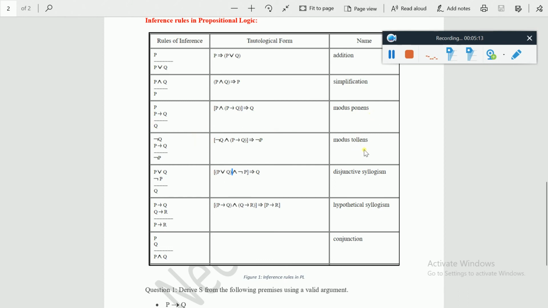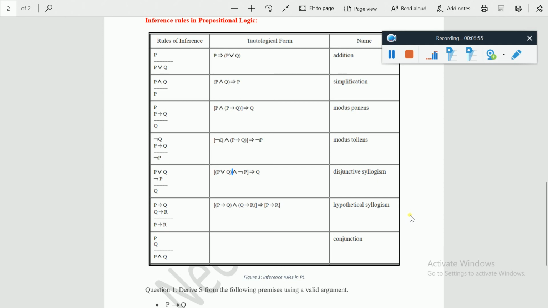And its opposite, modus tollens: if not Q is true and P implies Q is true, then not P can be deduced from it. Disjunctive syllogism: if P or Q is true and not P is true, then obviously Q would be true. Hypothetical syllogism: if P implies Q and Q implies R, obviously it can deduce P implies R. And conjunction: if P is true and Q is true, obviously the conjunction of P and Q would also be true. So there are some inference rules in propositional logic which can be used to prove any statement's or argument's validity.